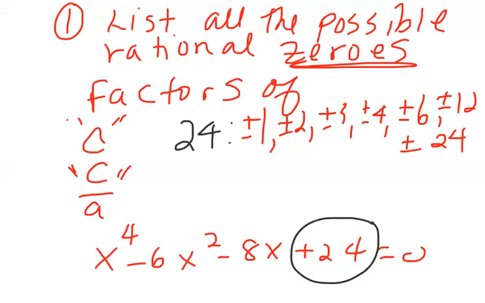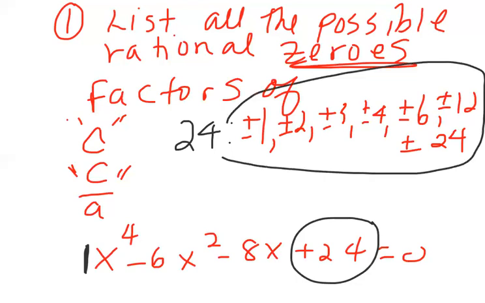Now, for this problem, the A value is the number in front of the term with the highest power. The term with the highest power is x to the fourth. Its coefficient is 1. So if you were to take each factor of 24 and divide it by the leading coefficient, which is 1, you're going to get the exact same set of factors back. So in the case of this one, guys, you do not have any C over A to worry about. So the list of possible rational zeros would be all of this, and that would be the answer.